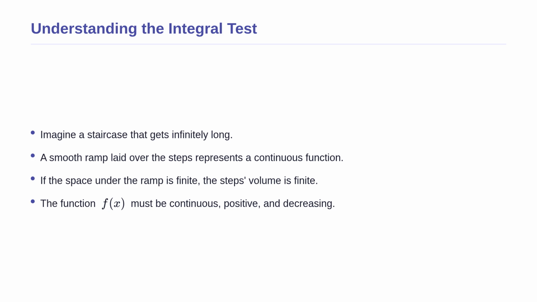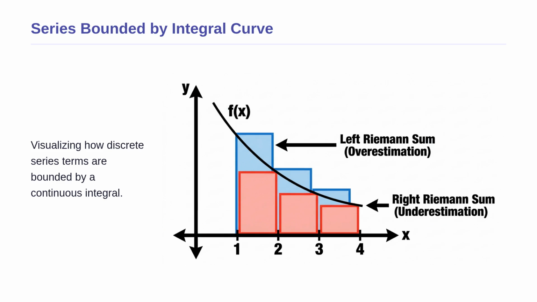To use this logic mathematically, our function must meet three strict conditions, starting from a positive integer. It must be continuous with no breaks, it must be strictly positive, and it must be decreasing as we move forward. Before we move on, let us see this with a concrete visual.